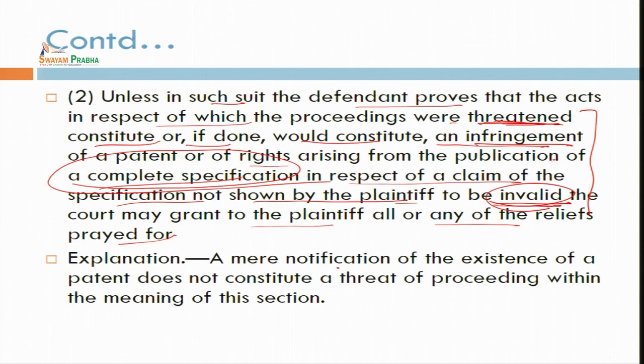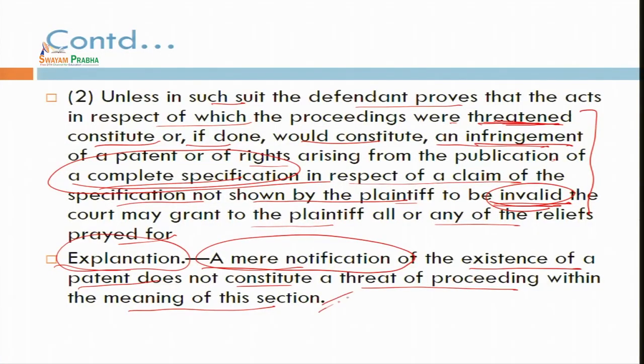Here a special explanation is also given. It says the existence of a patent does not constitute a threat of proceeding within the meaning of this section. So, if a patent already exists, it does not mean it will be a threat of proceeding. Mere notification of that particular thing is not a threat. If someone has a patent in his name and gives a notification in the newspaper, that does not amount to a threat. It is the legal right of the patentee to give notification in the newspaper, advertisement, on television or in any broadcasting mode to protect its patent. So, the special explanation is given to protect the interest of the patentee also.